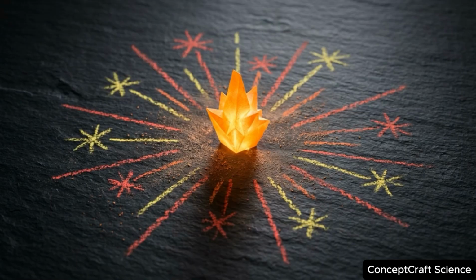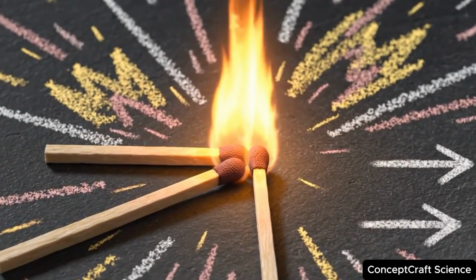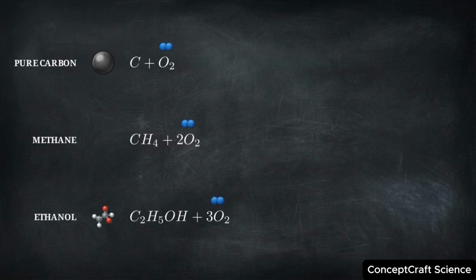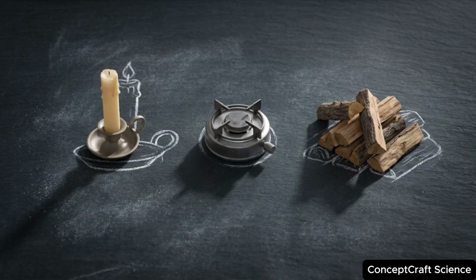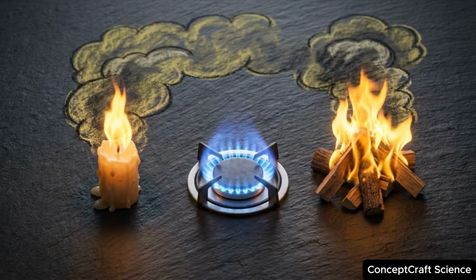Combustion represents the high-energy side of this relationship. It is the rapid oxidation of carbon that releases a characteristic burst of heat and light into the environment. We can track this across different fuels. Whether it is pure carbon, methane, or ethanol, the reaction with oxygen yields carbon dioxide and water, consistently generating heat as a primary byproduct. Yet the appearance isn't uniform. Some produce a sharp blue flame, while others burn with yellow smoke.